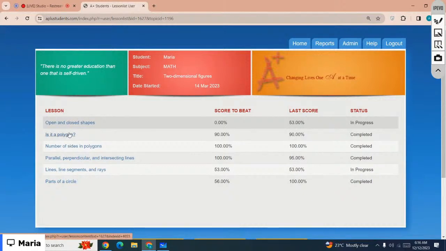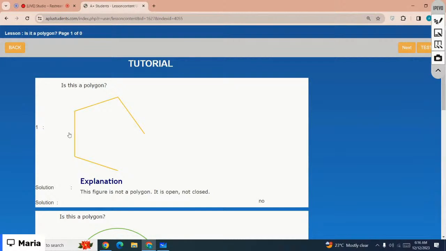And the next lesson is it a polygon? Okay, is this a polygon? No. Polygon is a closed sided shape, right? This one is the open sided shape, so this isn't a polygon, right? Polygon is a closed sided shape.